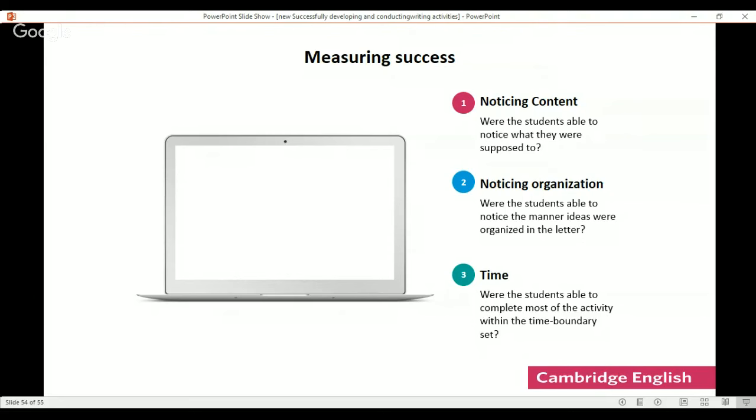And finally, when the activity is happening, what error correction will you use? Will it be immediate, which is good for accuracy-based activities, or will it be delayed correction, which is better for fluency-focused activities? Finally, you need to measure your success. Compare whether you've achieved what you set out to achieve by looking at the aim that you had originally set for your activity. And with that, you'll successfully be able to complete your writing activity.